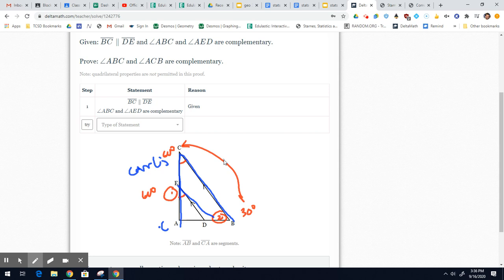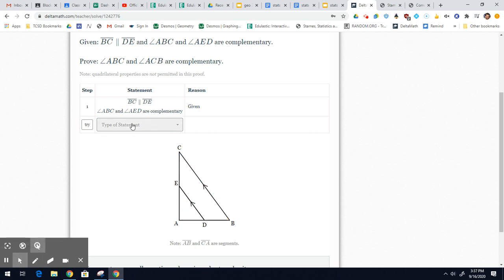So that's the first thing. We're going to say that those two angles are congruent. And then if we have congruent angles here, we can then substitute. We can take out angle AED here and replace it with angle ACB, and that would be the final answer. So it's only a two-step proof. All right, so let's take a look here.